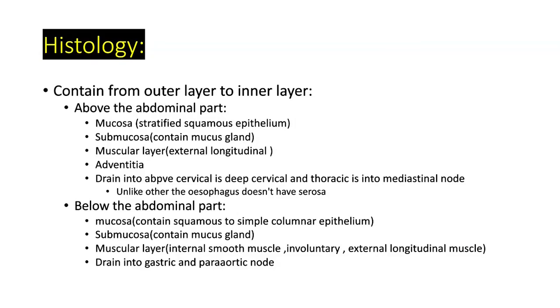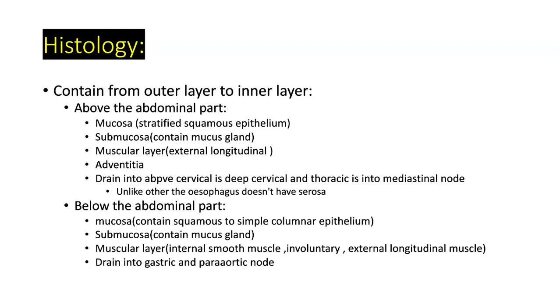Now the histology of the esophagus, from outer layer to inner layer, above the abdominal part. It has the mucosa, which contains stratified squamous epithelial cells, the submucosa, which contains mucus glands, and the muscular layer, which contains external longitudinal muscles. It also has an adventitia, which drains into the deep cervical nodes, and the thoracic part into the mediastinal lymph nodes. Unlike other parts of the gut, the esophagus does not have a serosal layer.